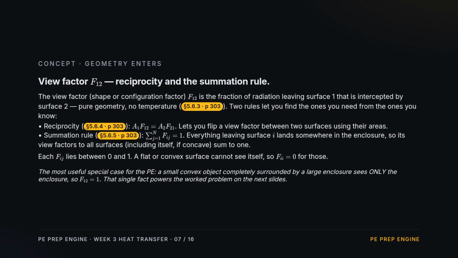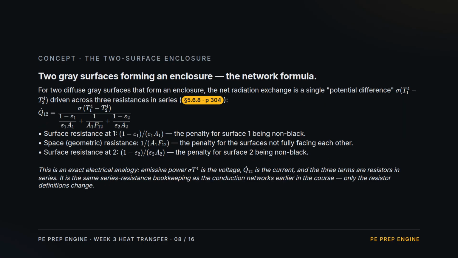Reciprocity. A1 times F12 equals A2 times F21, flips a view factor between two surfaces using their areas. Summation. The view factors from any surface to all in the enclosure sum to 1. Each is between 0 and 1, and a flat or convex surface can't see itself, so its self-view factor is 0. Key special case. A small convex object in a large enclosure sees only the enclosure, so its view factor is exactly 1.